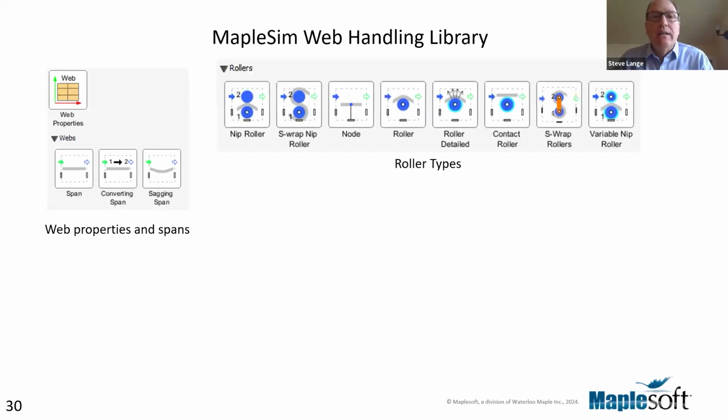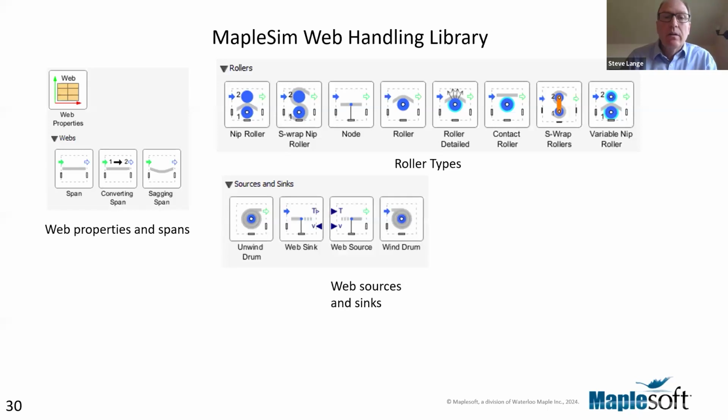There are a variety of rollers that can be used in the system that are typical of web handling systems, like idler rollers, driven rollers, wrap rollers, nip rollers, etc. You can deliver web into these simulated web paths with unwind drums or winding drums, or you can also just define webs coming in or out of the system with various properties of velocity and tension.